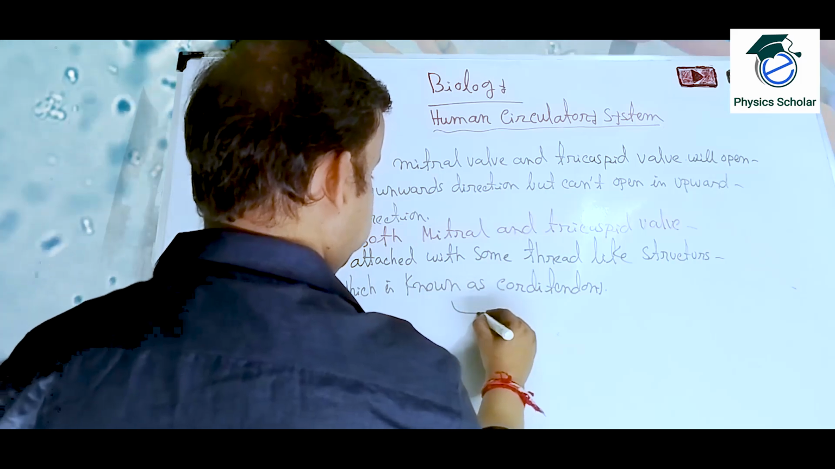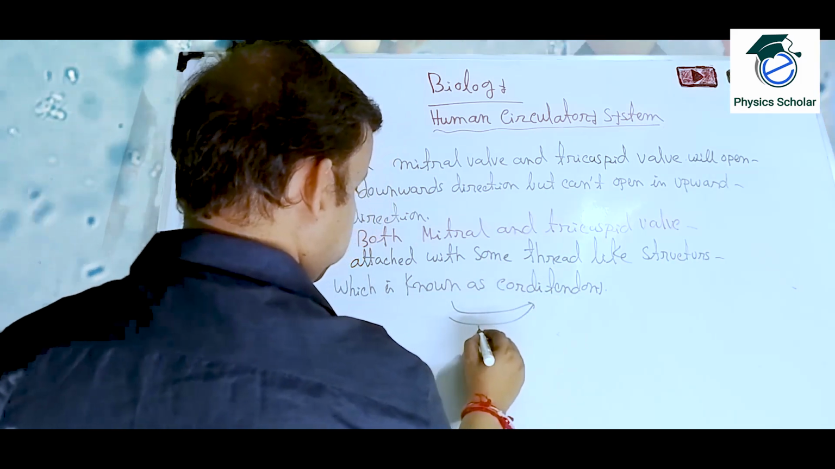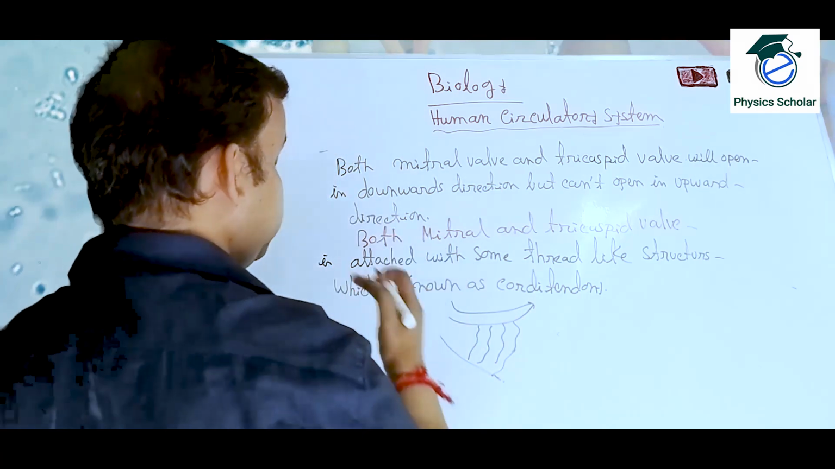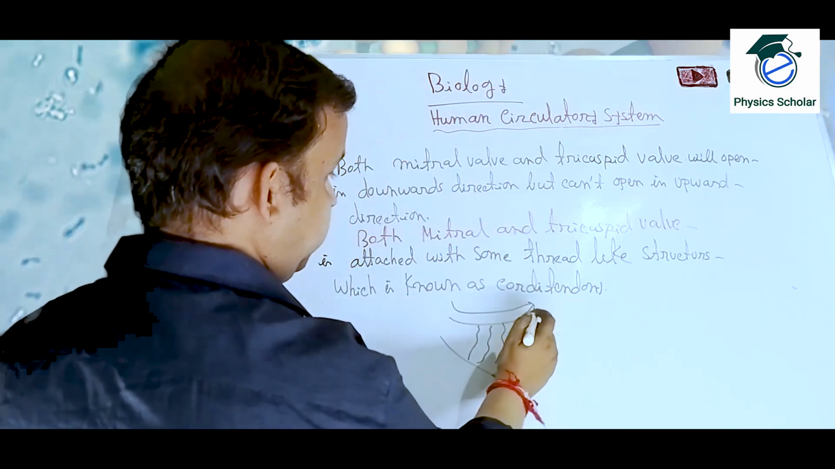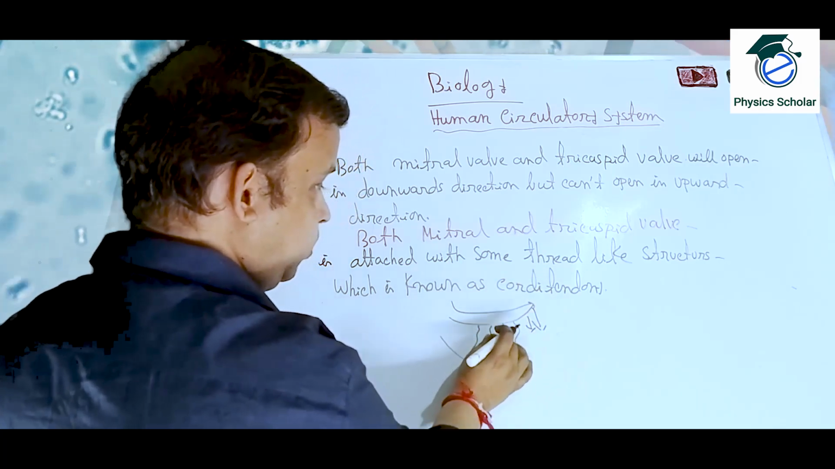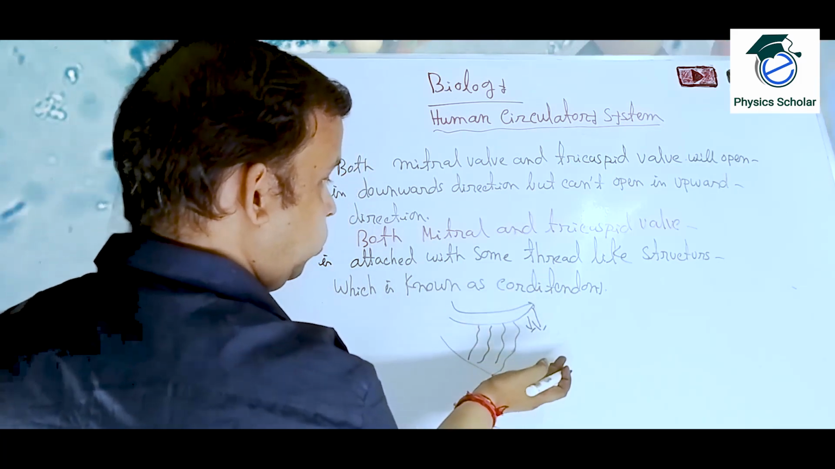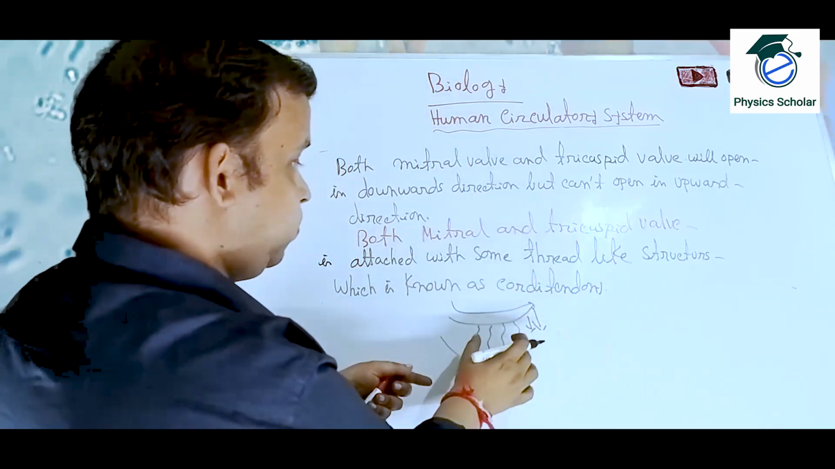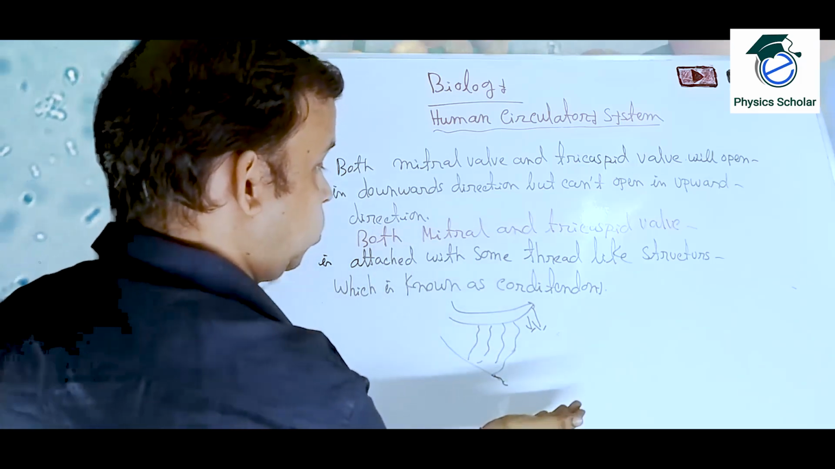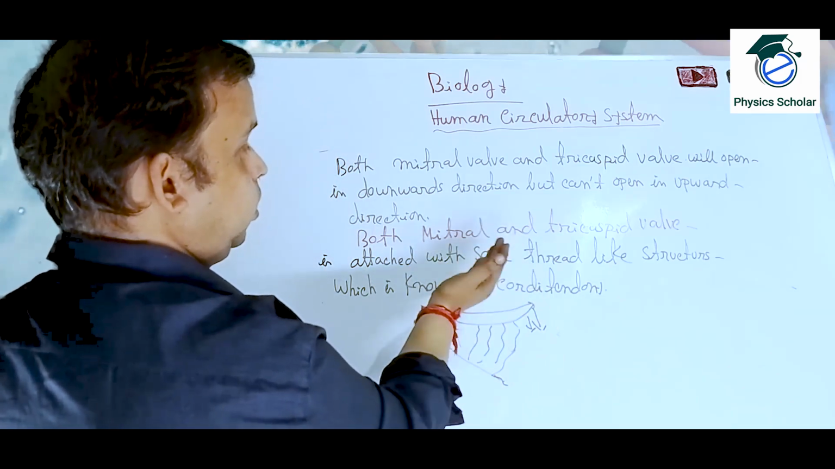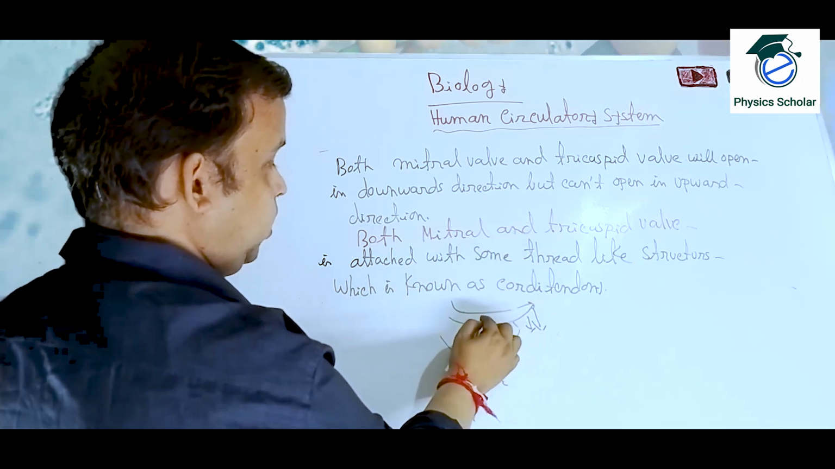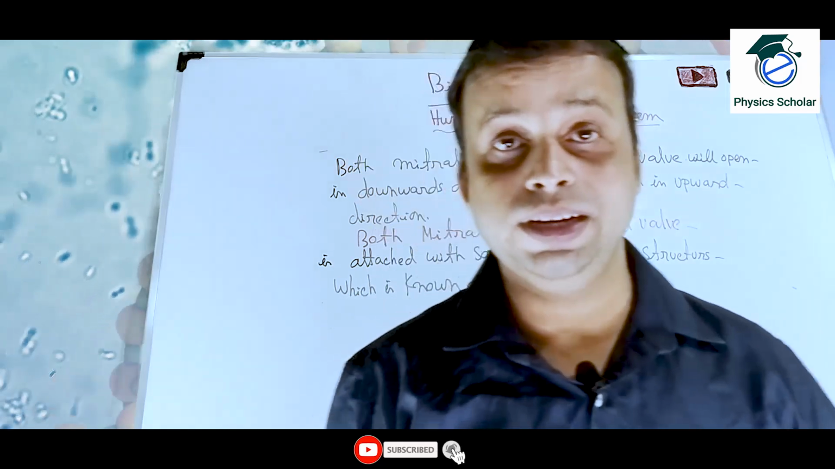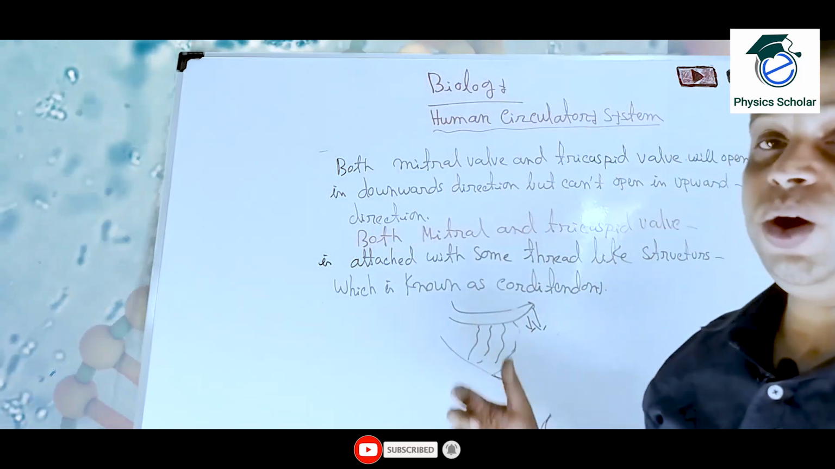So what will happen? Suppose this is the valve, clear? It is attached with a thread-like structure to the walls of the ventricle, clear? It can move downwards, no problem is there, okay? But when it tries to move upward, what will happen? Due to this thread-like structure, it will stop, clear? When the blood gives a pressure, it cannot go upward, it will be locked. Due to this thread-like structure attached with the wall of the ventricle, this is known as the chordae tendineae, clear?